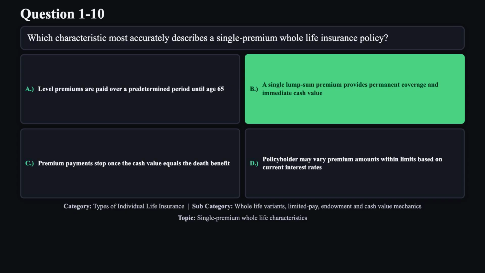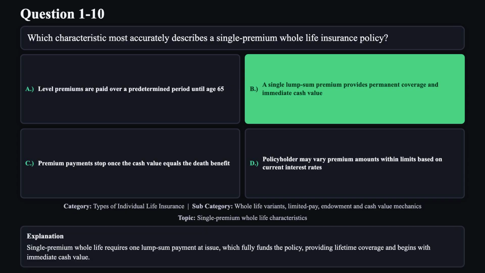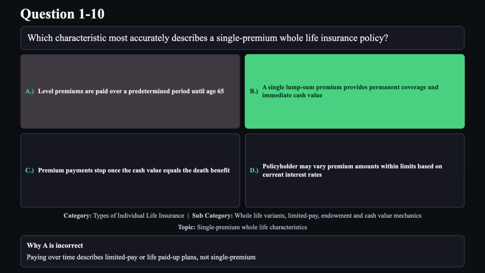The correct answer is B. Single premium whole life requires one lump sum payment at issue, which fully funds the policy, providing lifetime coverage and beginning with immediate cash value. Reason A is not correct. Paying over time describes limited pay or life paid up plans, not single premium.